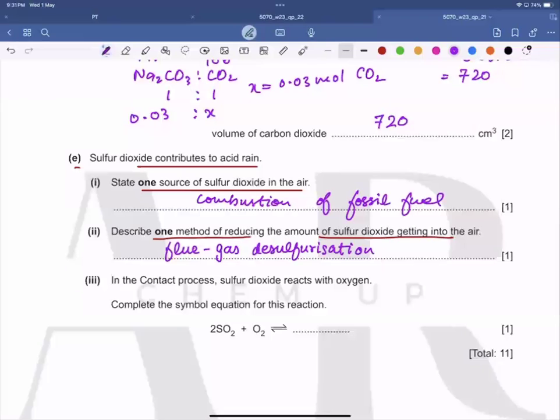Yeah, volcanic eruption can be a source, but it usually does not occur so much that it can contribute to heavy acid rain. Normally, sulfur dioxide becomes a pollutant because of the burning of fossil fuels which contain sulfur.